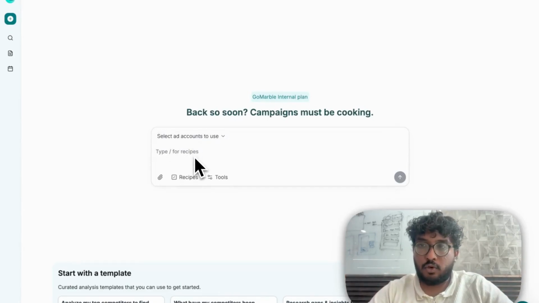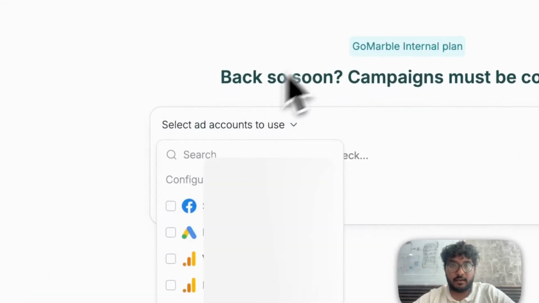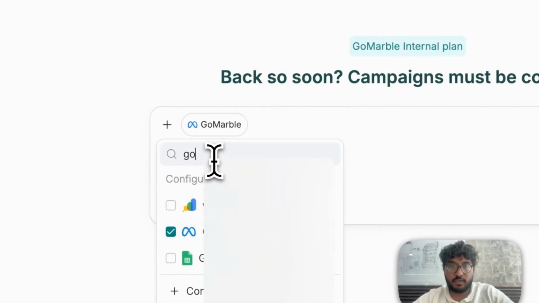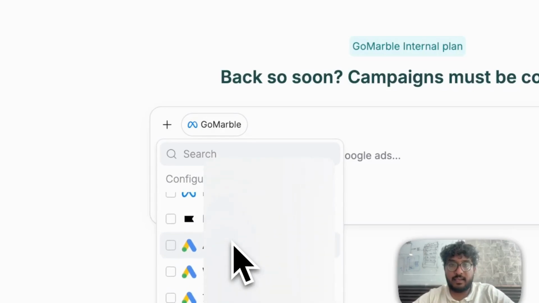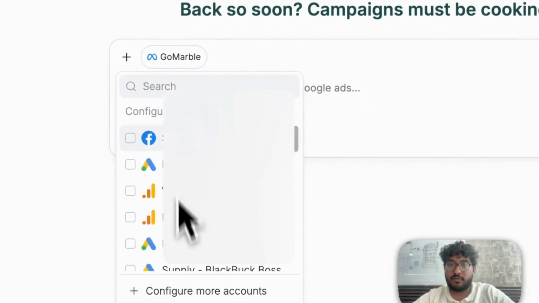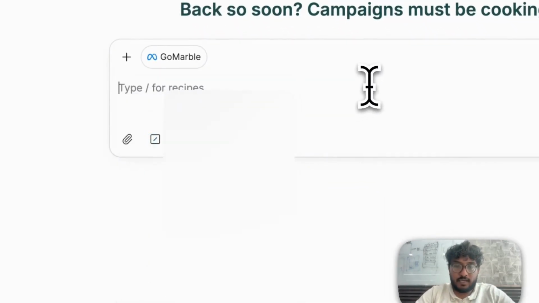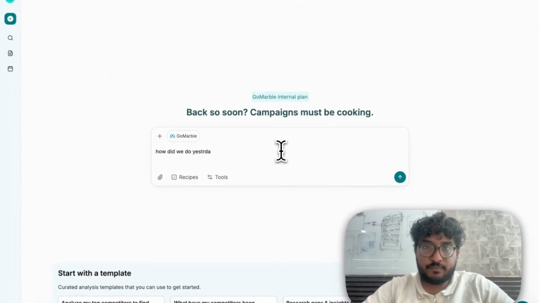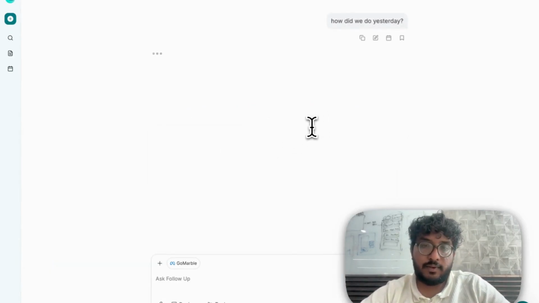So I'm just going to look through our internal account and see how yesterday was. I'm just going to select my ad account. You can basically select any Google account, any Meta account, whatever you've linked, and I'm going to ask how did we do yesterday. It's just going to give me the answer very quickly.